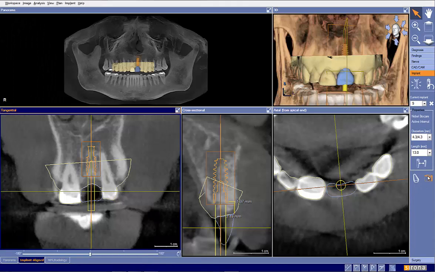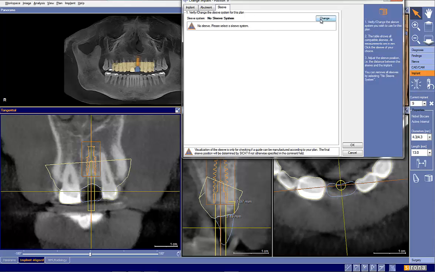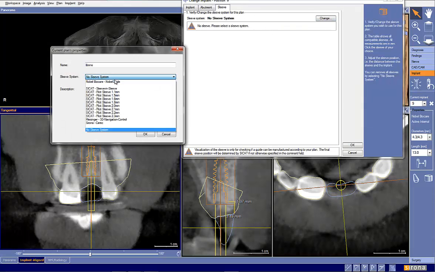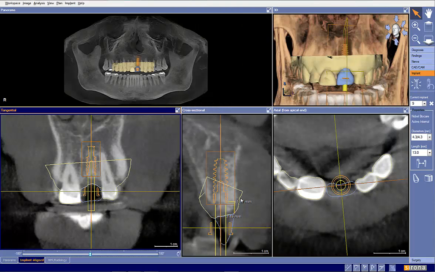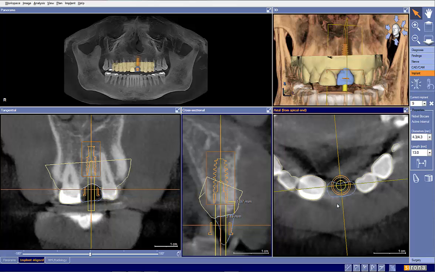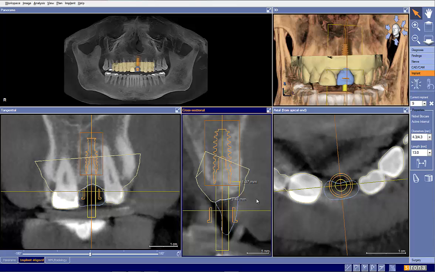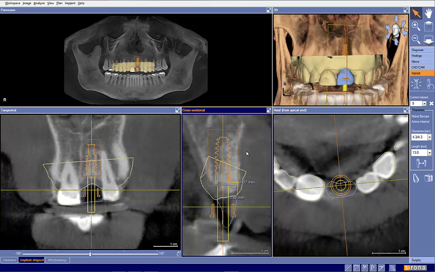One of the last checks, which we didn't do here, I apologize, is our sleeve system. So we'll go over to the sleeve, check our sleeve, go to Nobel Guide, put that in there. And what I'm looking for here is, one, is my sleeve going to be hitting the adjacent teeth? It's not. And two, is my sleeve outside of the tissue, so I can do flapless surgery? And I can. So again, depending on the amount of keratinized tissue in this case, we have the ability to do flapless surgery. And this is a relatively straightforward case.